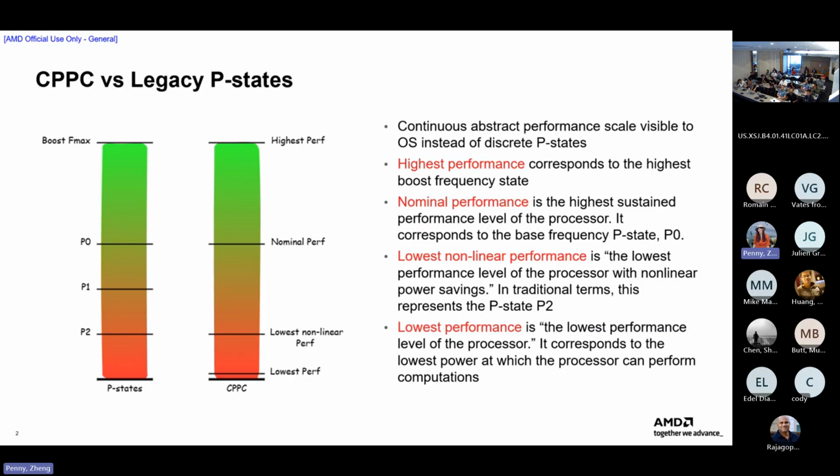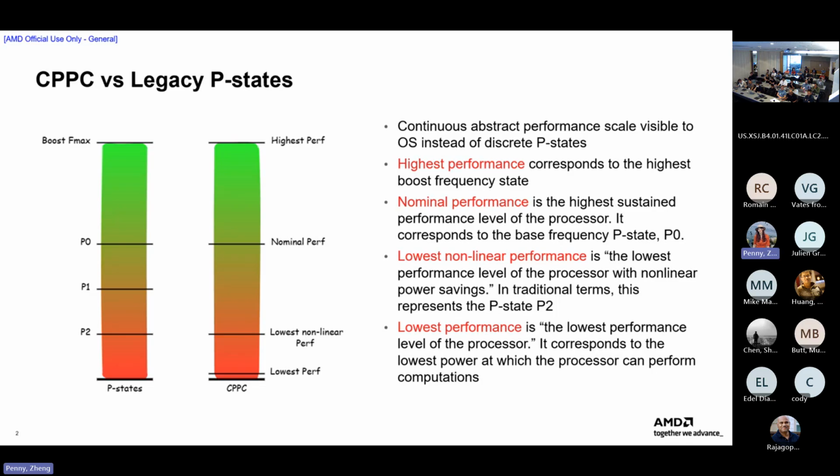It corresponds to the base frequency P-state P0. For lowest nonlinear performance, it could be interpreted that only above this threshold, lower performance levels should be generally more energy efficient than higher performance levels. It is equivalent to the idle frequency. In traditional terms, it represents the P-state P2.